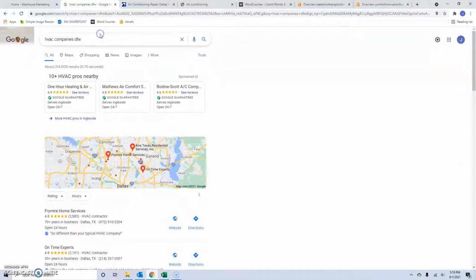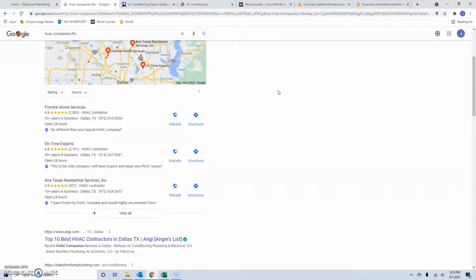First things first, I'm going to Google HVAC companies DFW. This top section up here is the ad section, so these people are paying to be here. As you can see, it says sponsored. This begins the Google Map Pack section. If you're not part of that, we'd go ahead and add you.